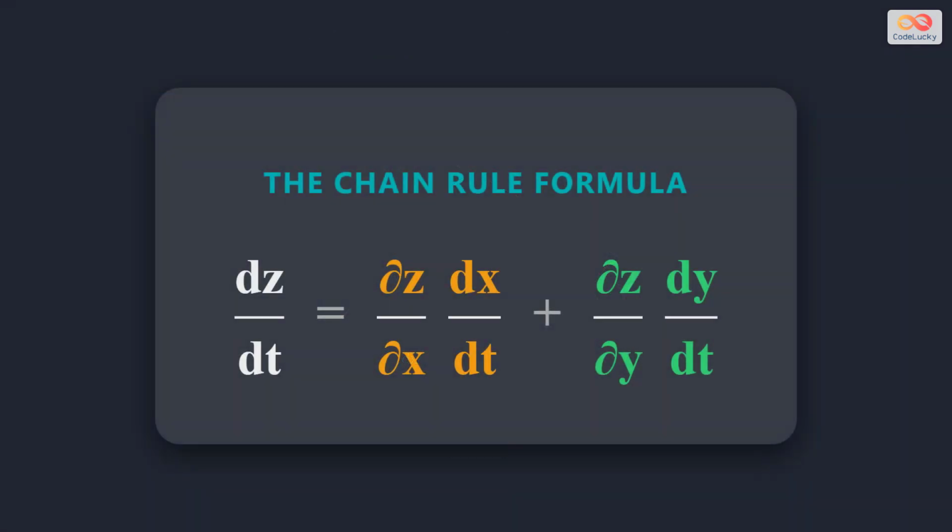Here is the formula we use. To find the total derivative dz/dt, we add up the products of all paths from z to t. We have a path through x and a path through y. We sum these two paths together.